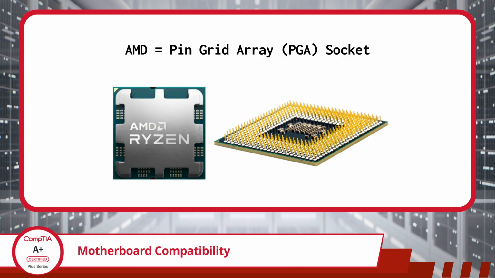Conversely, AMD processors commonly utilize PGA, or pin grid array, sockets. In this configuration, the CPU itself contains a grid of pins that align with corresponding holes on the motherboard socket, creating a grid-like pattern for connection. When the CPU is installed, these pins penetrate into the motherboard's holes, establishing electrical contact with the circuitry beneath. This arrangement ensures a secure and stable connection between the CPU and the motherboard, facilitating efficient communication and data transfer.